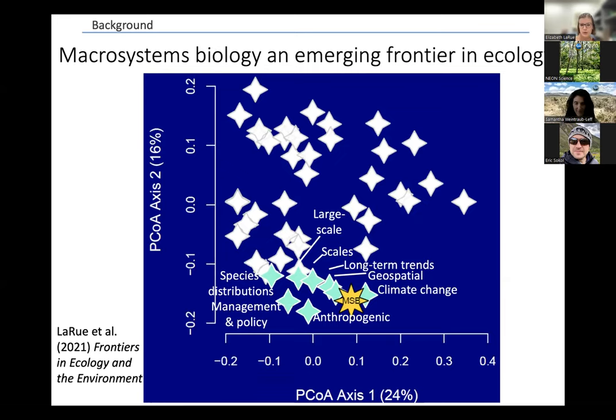If you look at the bottom part of the graph, the turquoise stars indicate topics that would indicate spatial scale, large scale, or things such as climate change or anthropogenic type topics. And then the big yellow star is macrosystems biology literature, much of it coming from the NSF program in macrosystems biology from the last decade. So at the edge of this ecological literature space over three decades, we have this new emerging frontier in ecology of large-scale ecology, but also macrosystems biology, indicating its importance and emergence in our research.